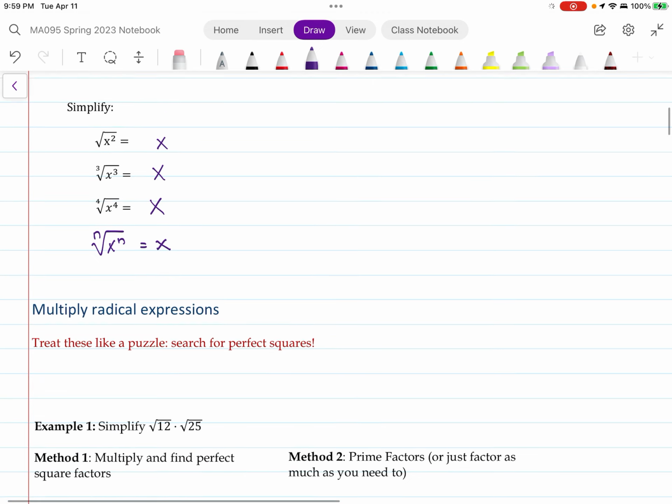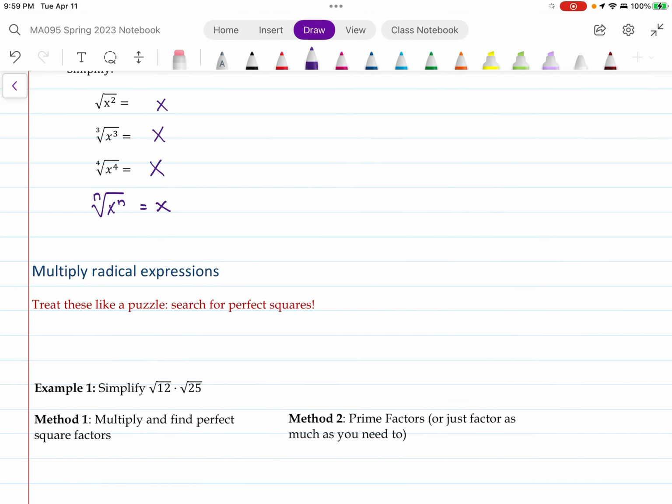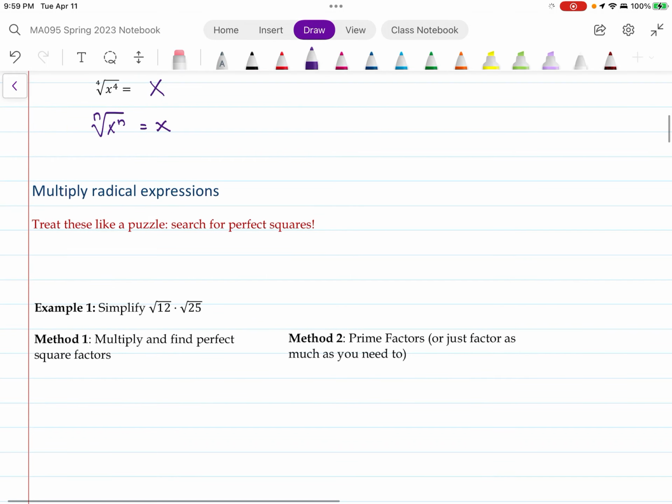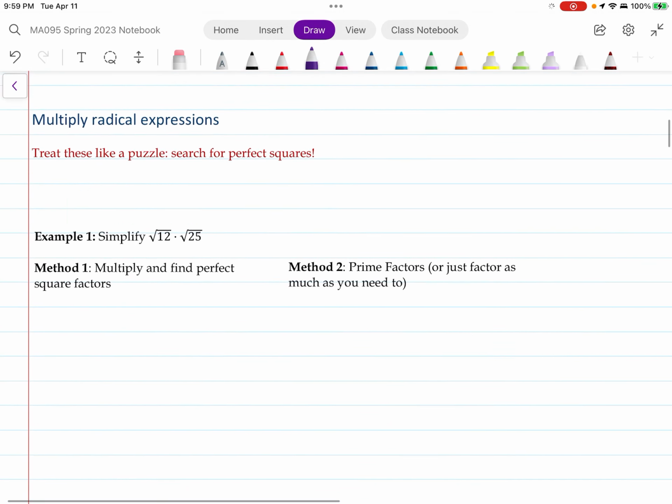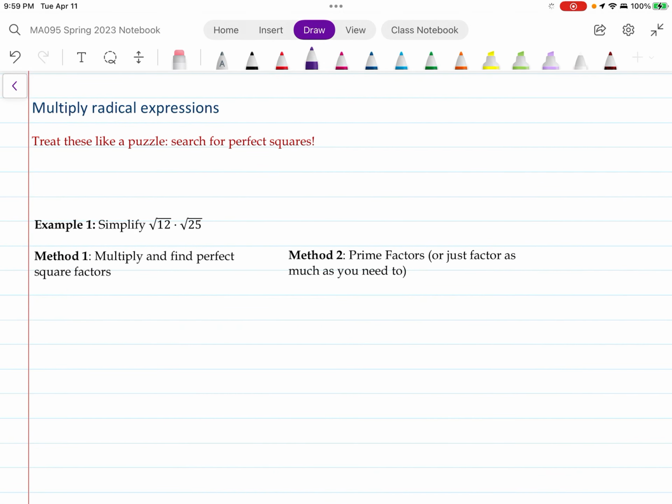Okay. So treat these like a puzzle. Search for perfect squares. So go on a search, like a hunt and search kind of thing, but you're looking for perfect squares. Okay, so there's two different ways to do these. I'm going to show you these two ways a few times. So we're going to simplify this multiplication here. So we've got the multiplication of square root of 12 times square root of 25.